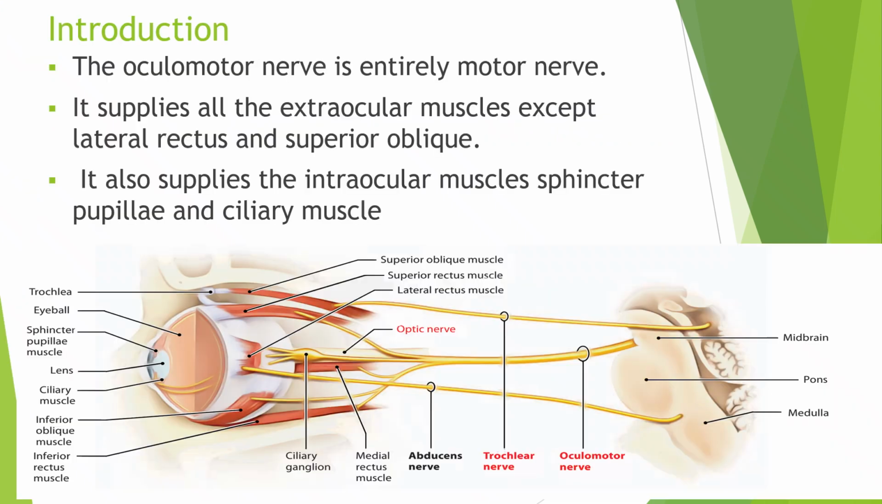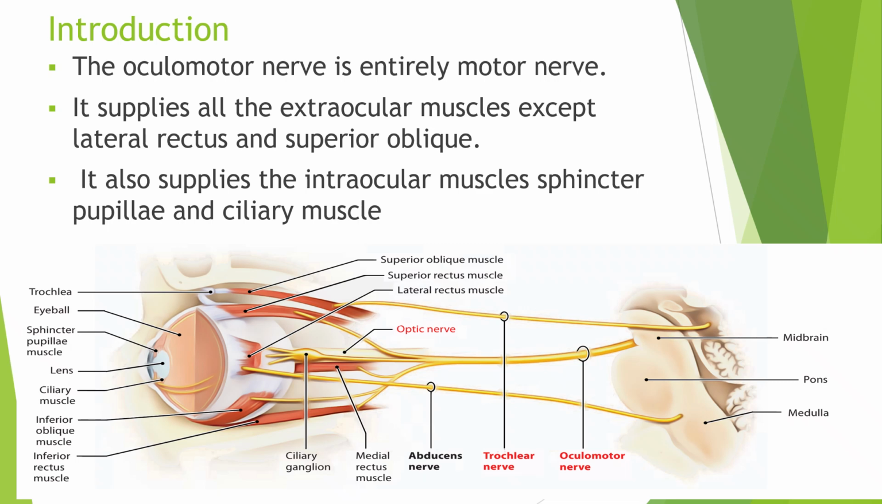The oculomotor nerve. The oculomotor nerve is an entirely motor nerve. The motor nerves are 3, 4, 6, 12, and 11. Pure sensory are 1, 2, and 8. It supplies all the extraocular muscles except the lateral rectus and the superior oblique. The lateral rectus is supplied by the sixth nerve and the superior oblique by the fourth nerve.